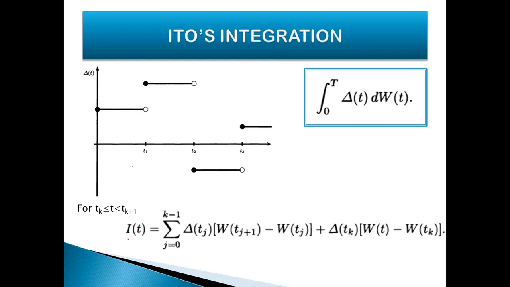Next thing we discuss is the Ito integration. Like I said, in stochastic calculus we have mainly two things, differentiation and integration. So this is Ito's integration. How do we define the Ito integration? We will continue this afterwards.